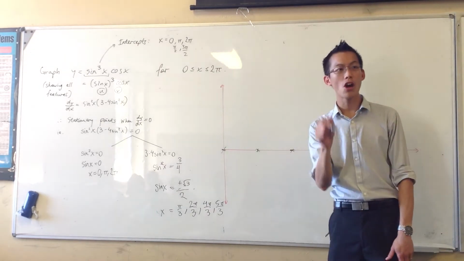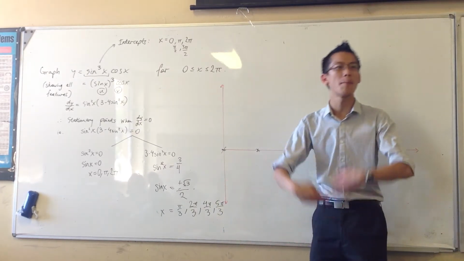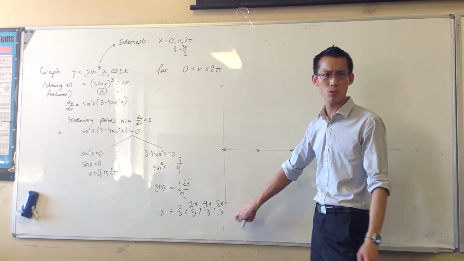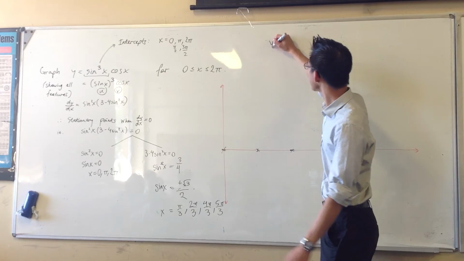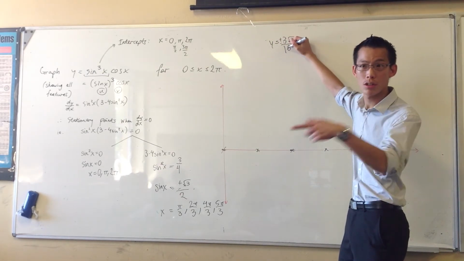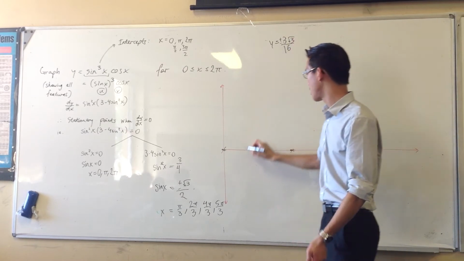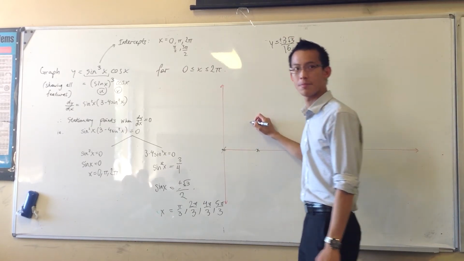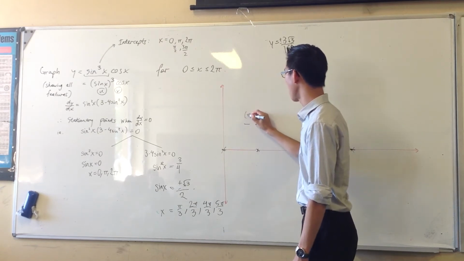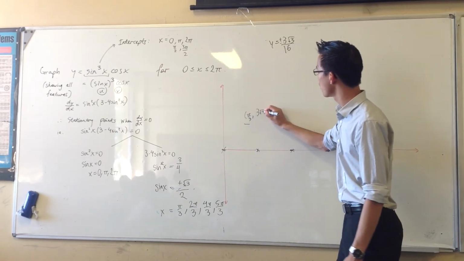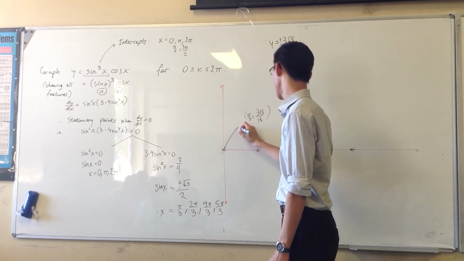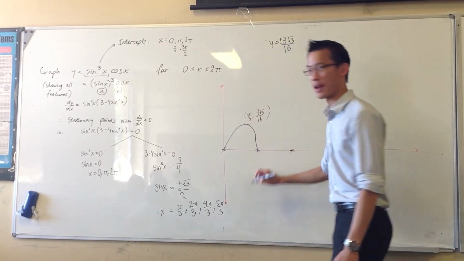Now when you take these x values and sub them back into the y values, you're going to get 3 root 3 on 16, plus or minus, depending on which stationary point you get. I think this one goes up first. So here we go. This is pi on 3, 3 root 3 on 16. This is going to be a max. So I'm going to come up, and then I'm going to go back down.